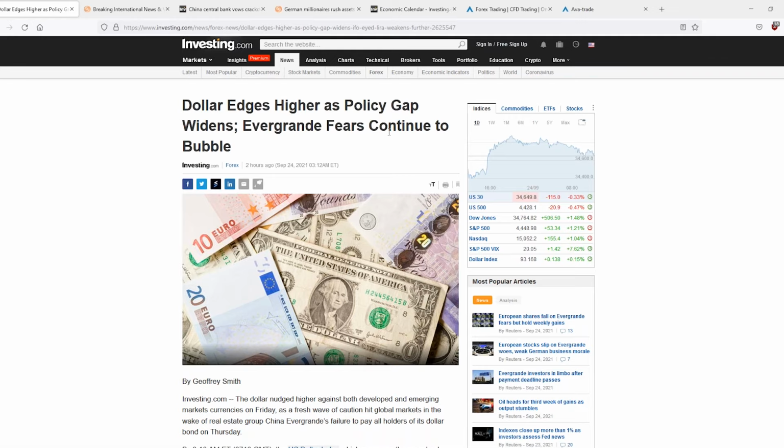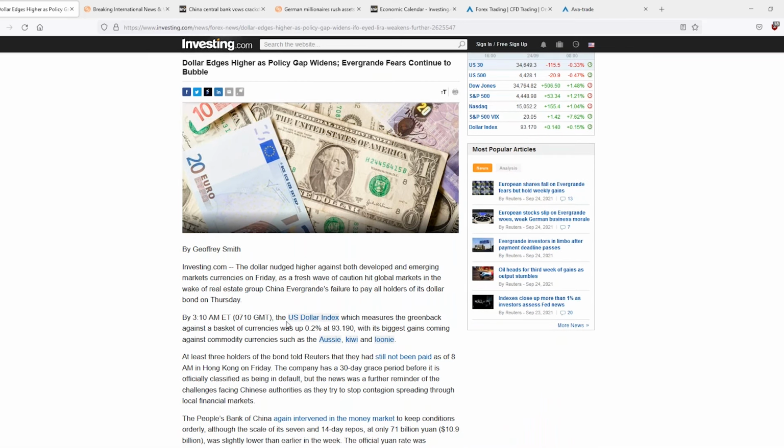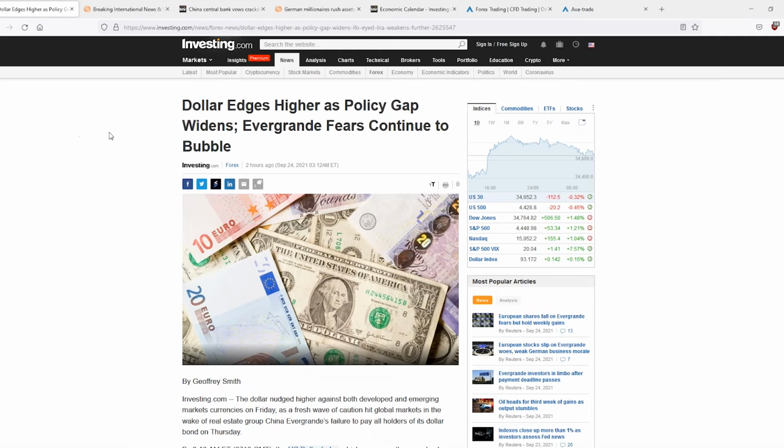And "Evergrande fears continue to bubble." Evergrande is a real estate group in China that's having some serious financial problems, and there's more bad news leaking out about that group. The fear is that it could spread to an economic problem in China that moves beyond just the real estate sector and could affect other areas, as this is a very large group with a lot of potential debt problems. And so that's something that's hitting the market with fear today.